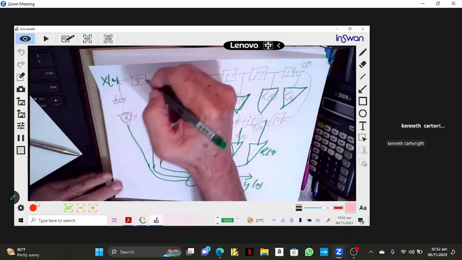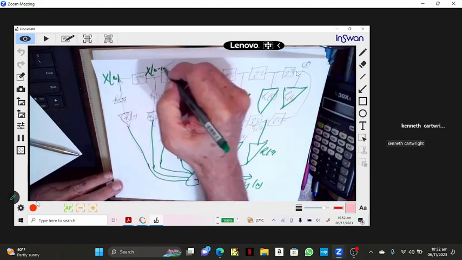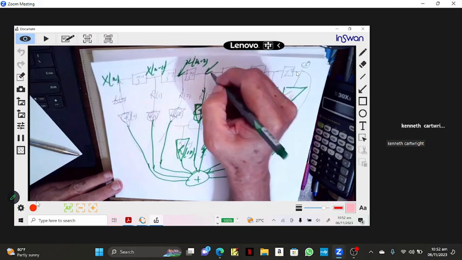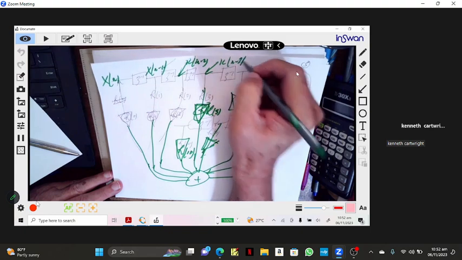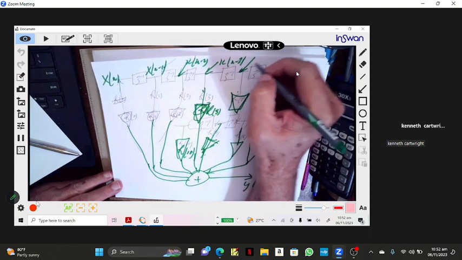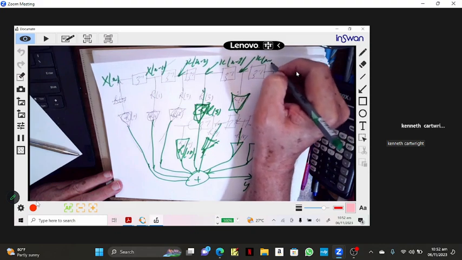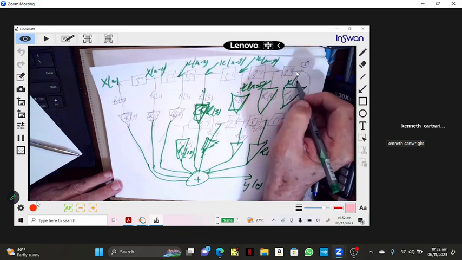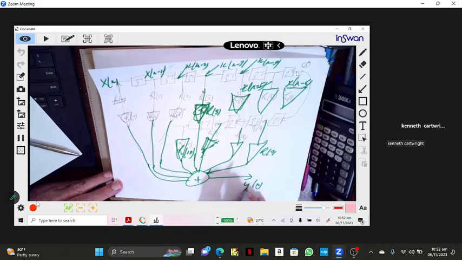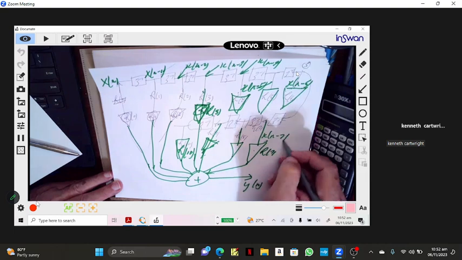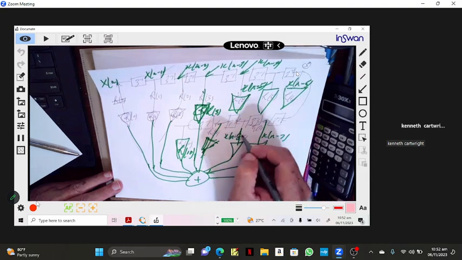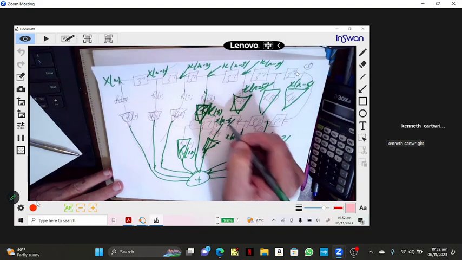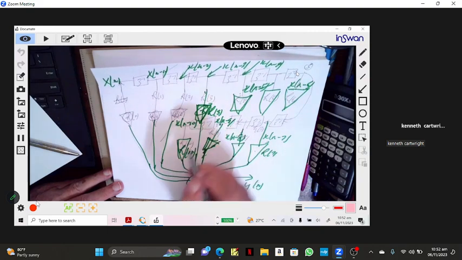So that's x of n. And this right here is x of n minus 1. And this is x of n minus 2. And this is x of n minus 3. And x of n minus 4. X of n minus 5. X of n minus 6. X of n minus 7. X of n minus 8. Okay. X of n minus 9. X of n minus 10.